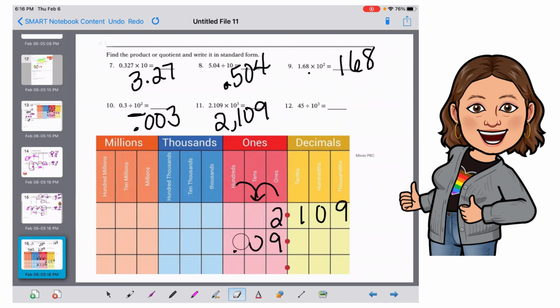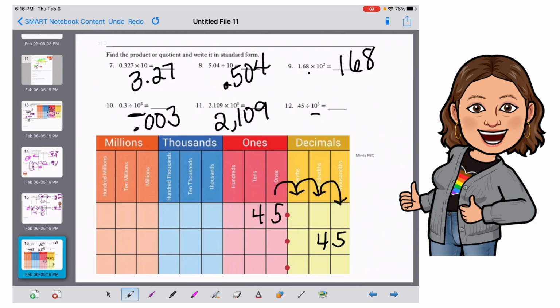Okay, and finally, our last one is 45 divided by 10 to the third power. Dividing, we are losing that value. Divided by 10, divided by 10, divided by 10. I can't leave that space open. I have to fill in the 0. 45 thousandths.